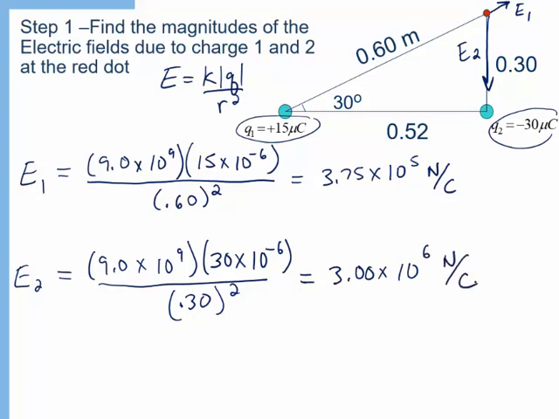Notice that E2 is almost 10 times bigger than E1. In fact, it's 8 times bigger if you look at the numbers. And we can see why that is. It's because we're closer to a bigger charge. All right, so that's our first step.